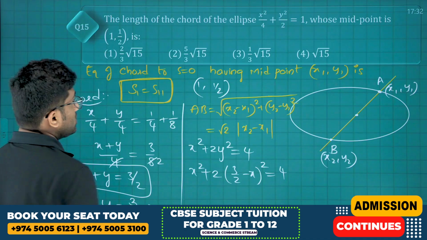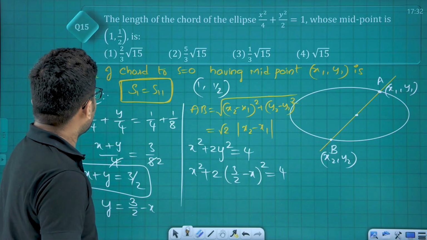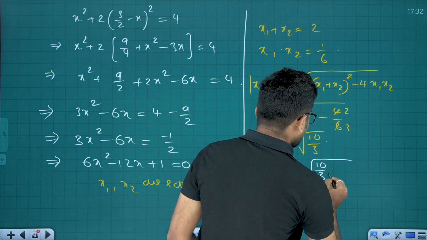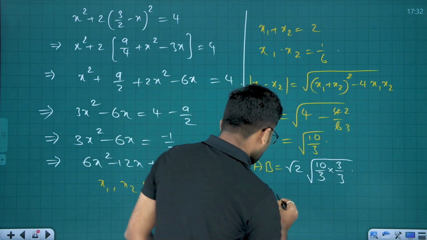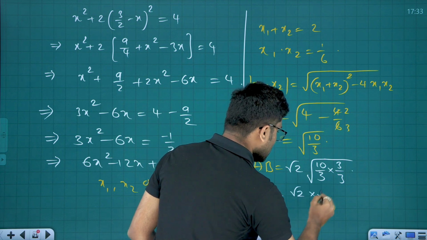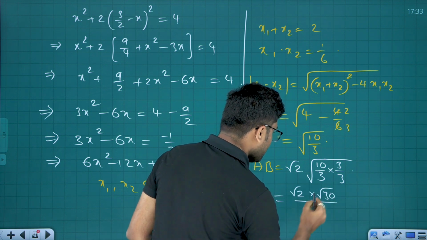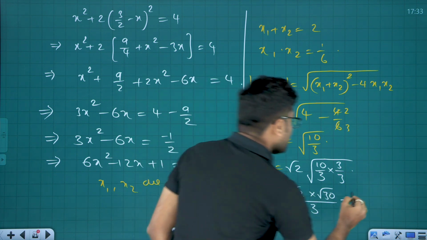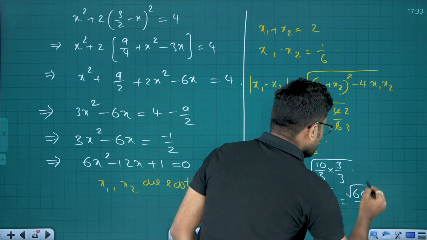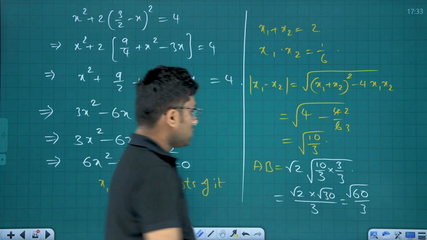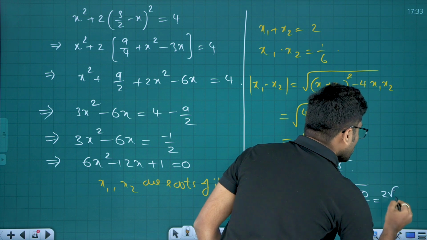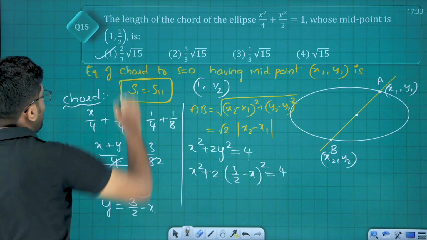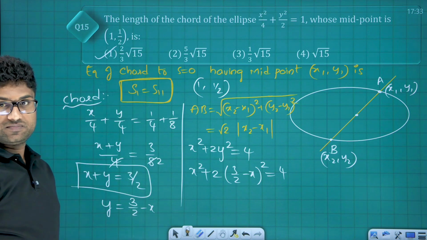They have given options, with denominator 3. So we'll multiply and divide by 3. So that becomes root 2 times root 30 divided by 3, root 60 by 3. Root 60 we can write as 15 4s, so 2 root 15. This is 2 into root 15 by 3, which is nothing but option 1. Seema, I hope it is clear.